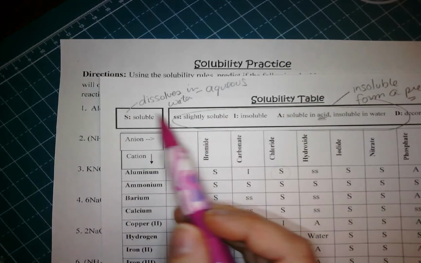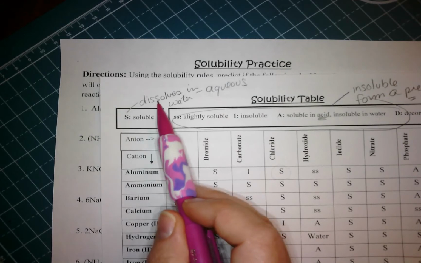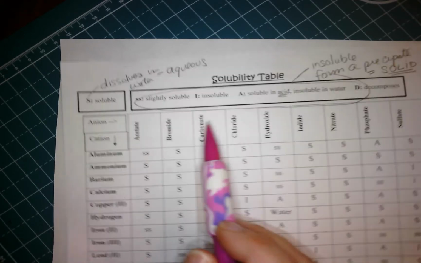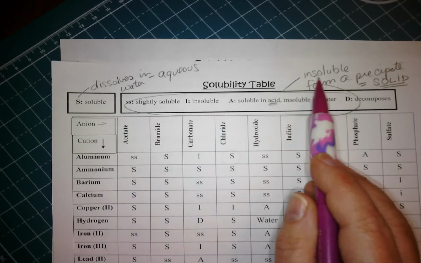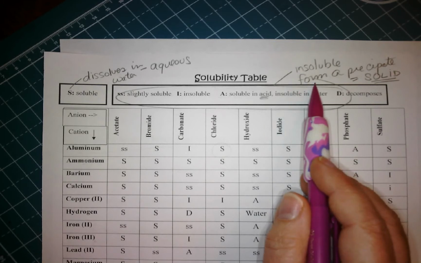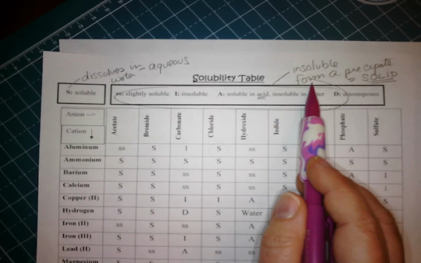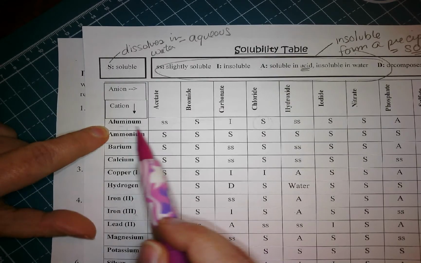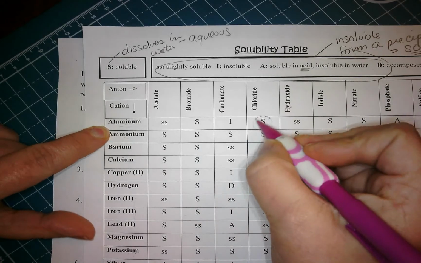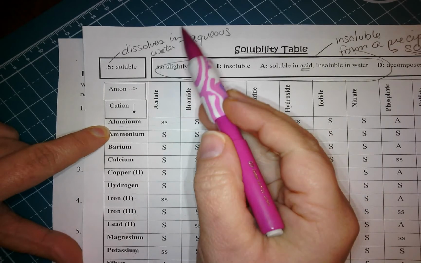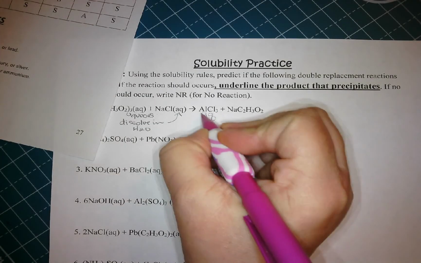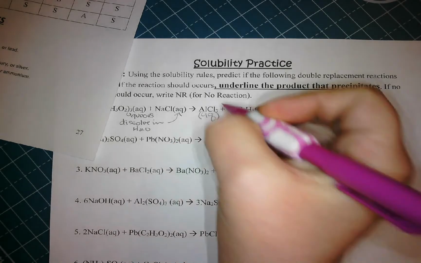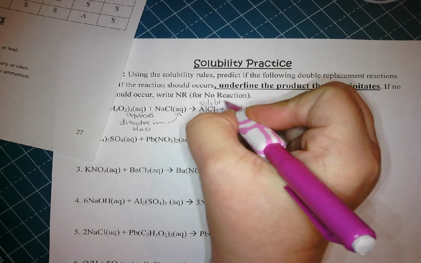On this chart, capital S means soluble. It dissolves in water and it will be aqueous. If I get anything, SS, I, A, or D, they are insoluble. They will form or precipitate, and I will get a solid. Okay, so let's look at aluminum, and I'm going to go over to chloride, and it's a capital S, meaning that it will dissolve in water. So for this, I'm going to put aqueous. It is not going to form a solid, so I'm going to write soluble above it.